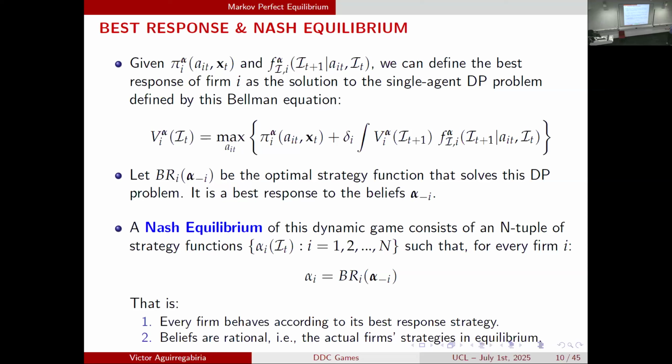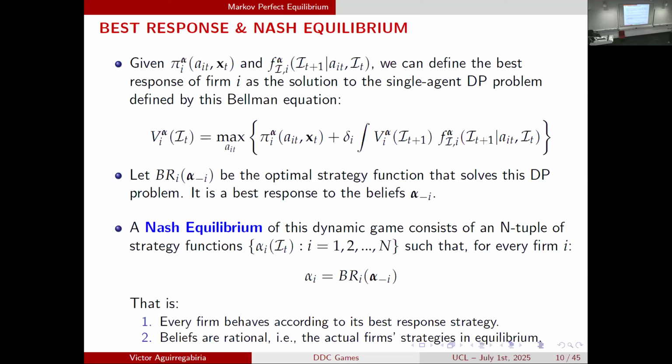The value of a firm or a player at period I, given this state, is the maximum over all the possible actions of this intertemporal utility. That depends on today's payoff. Again, there is a typo here. This would be calligraphic IT, and the continuation value, that is this term here, okay? And this is now taken as given the strategies of the other players. This is a single agent dynamic programming problem with a unique solution, as any single agent dynamic programming problem with discount factor smaller than 1, okay?